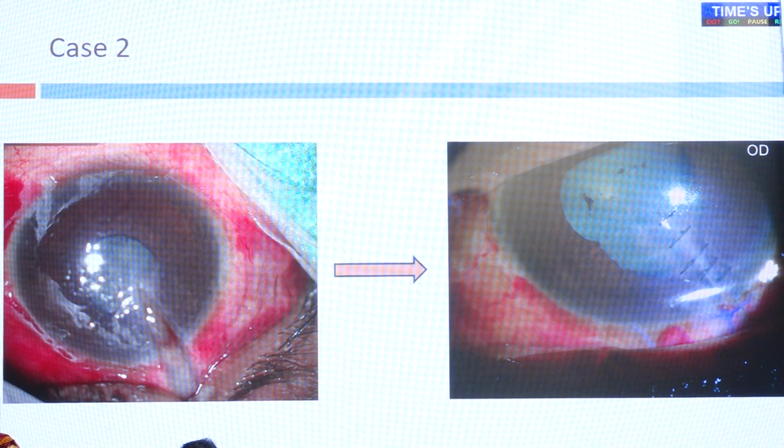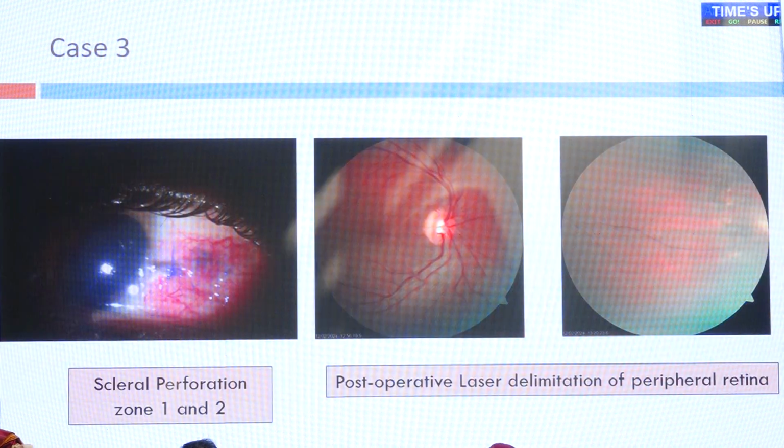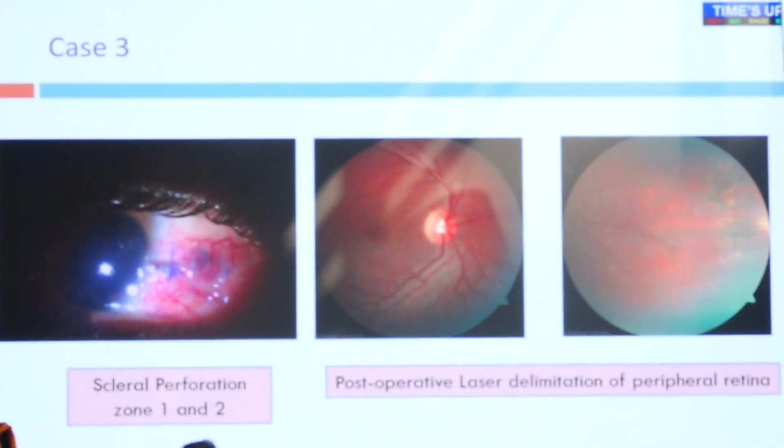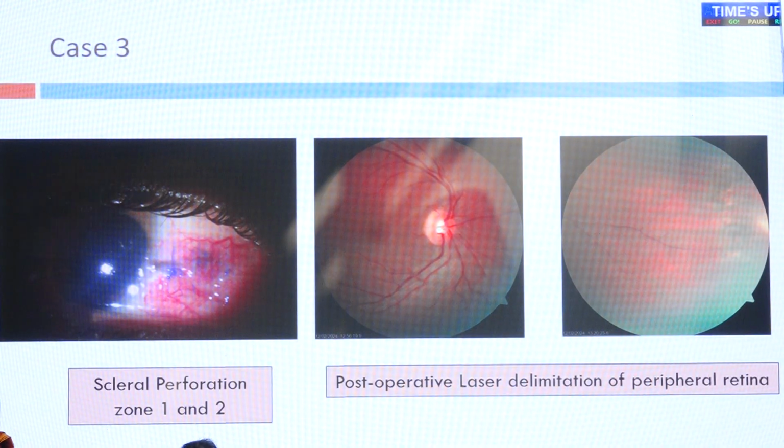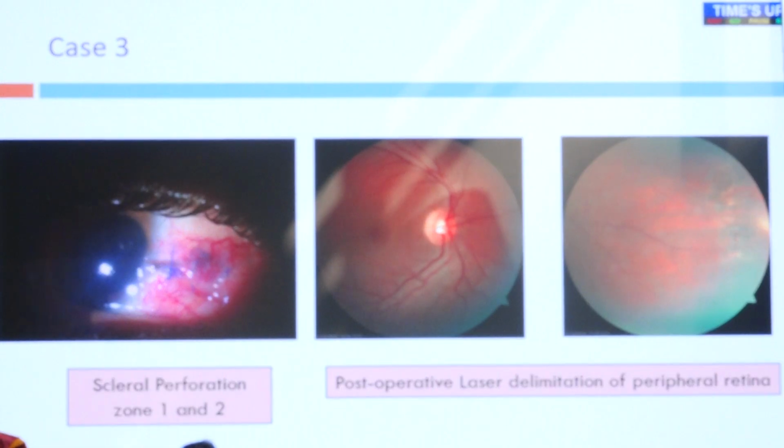So this is the post-operative picture. The anterior chamber was well formed and the corneal wound was well opposed. And the fundus needs to be evaluated again very carefully in these patients. If needed, if there are any breaks, a laser can be done, as was done in this case.